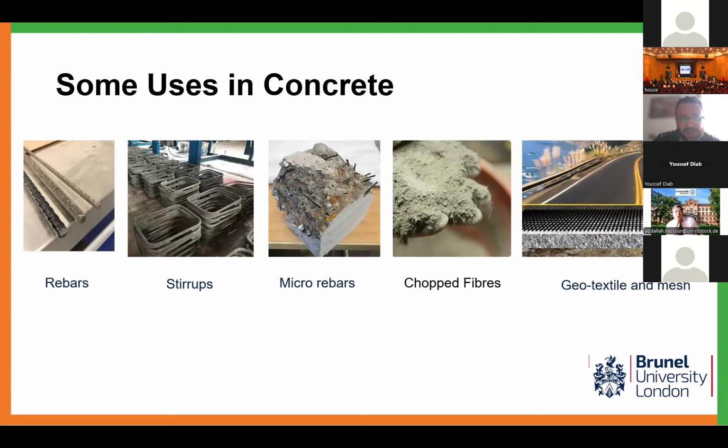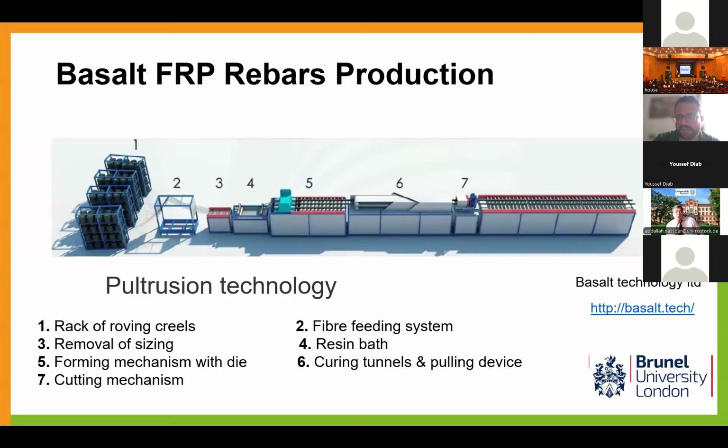Now, how do we make basalt fiber rebars? It's a simple production process and does not need a lot of energy. You have a roving of fibers, and then it goes to the feeding dies, and then it goes into resin, and so on. Then you have the cutting process and curing. So the process is very simple and straightforward. It doesn't need a lot of energy.